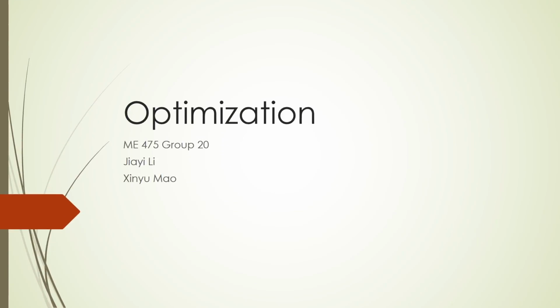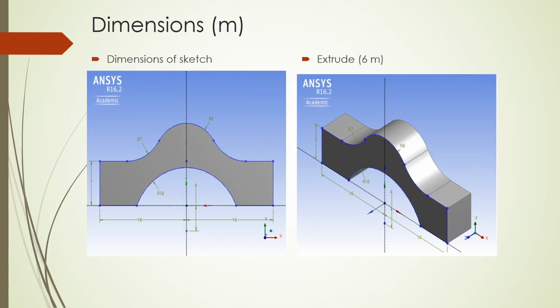Hi everyone, this is our project. We explore how to optimize an arc bridge by drilling holes through the structure. We are Group 20. I'm Jiayi. I'm Xinyu. This picture shows the cross-sectional area of our design bridge.